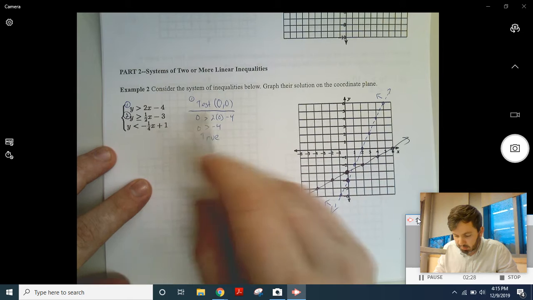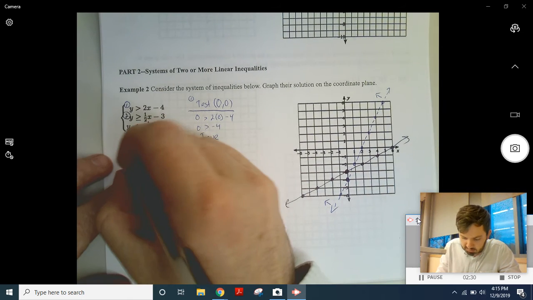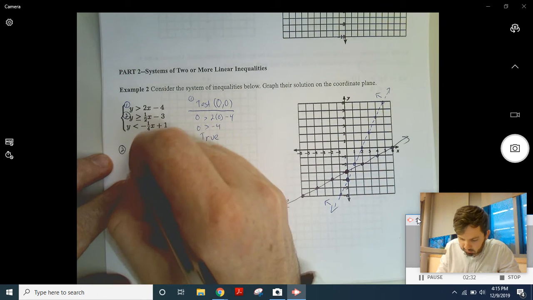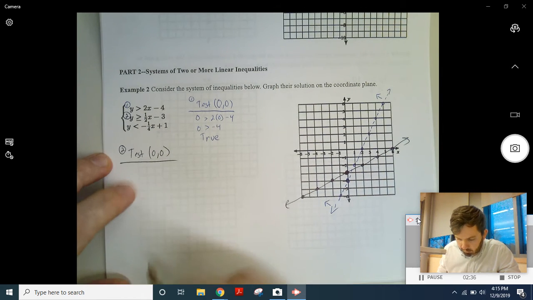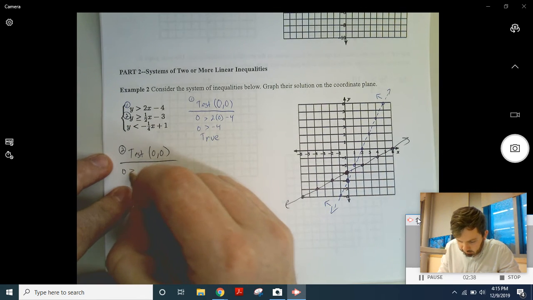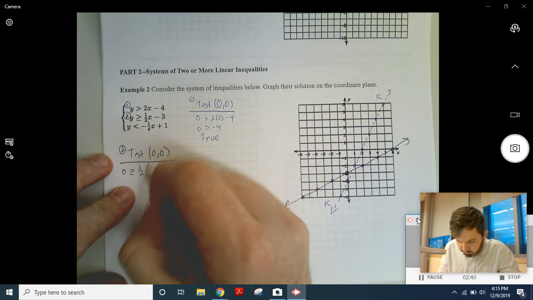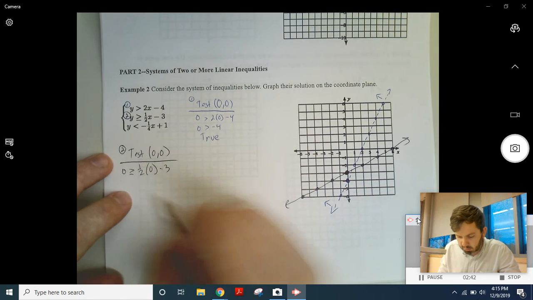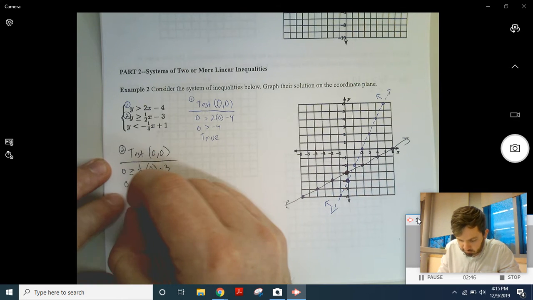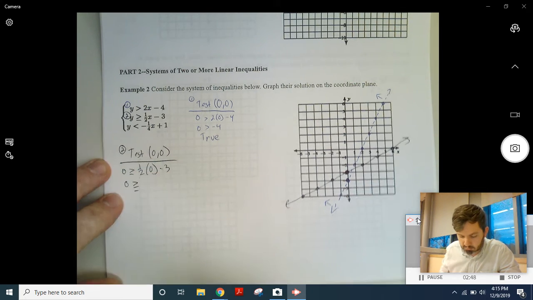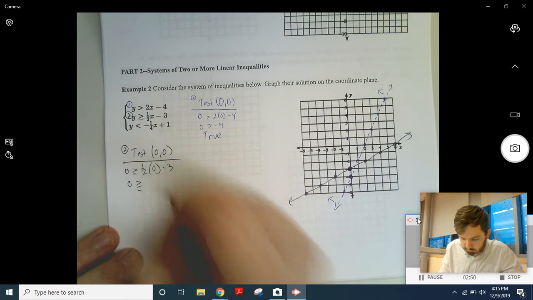So now we need to test a point just like we did over here. So I'm going to say for my second equation, we're going to test 0, 0 again. So I plug in 0 for y, so greater than or equal to 1/2 times 0 minus 3. 1/2 times 0 is 0. 0 take away 3 is -3. So 0 is greater than or equal to -3.